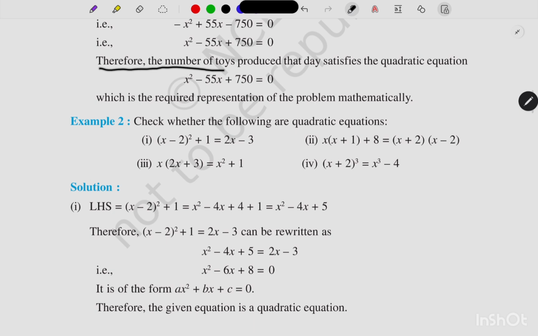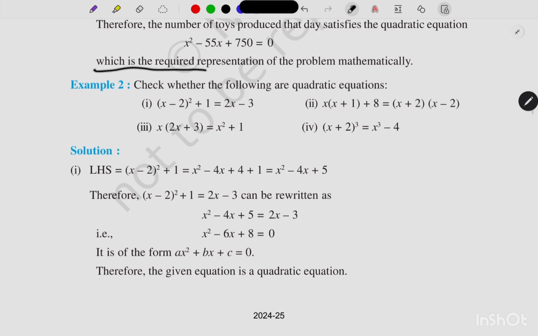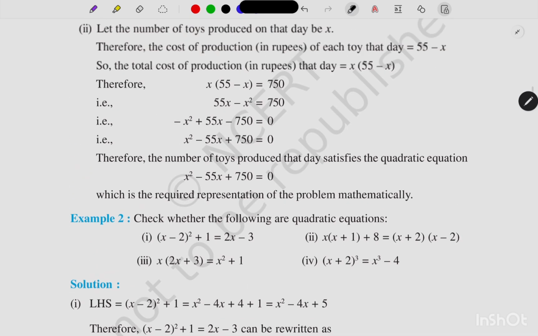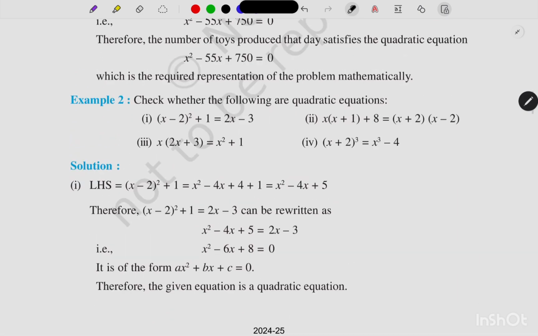Now, therefore, the number of toys produced that day satisfies the quadratic equation, this one. Okay, let's move on. Which is the required representation of the problem mathematically? Now, here, this formula is the required representation of our problem.